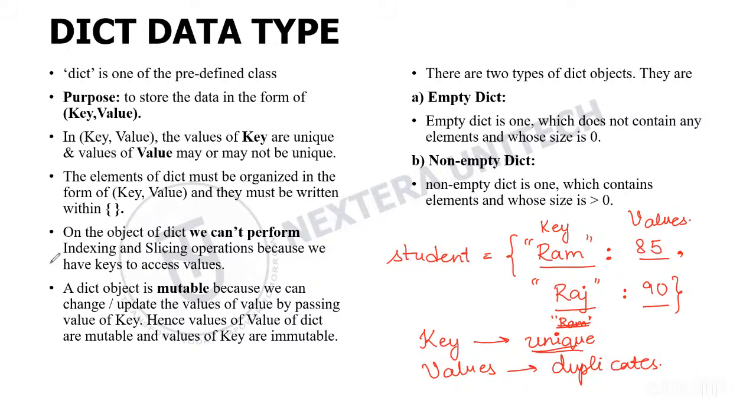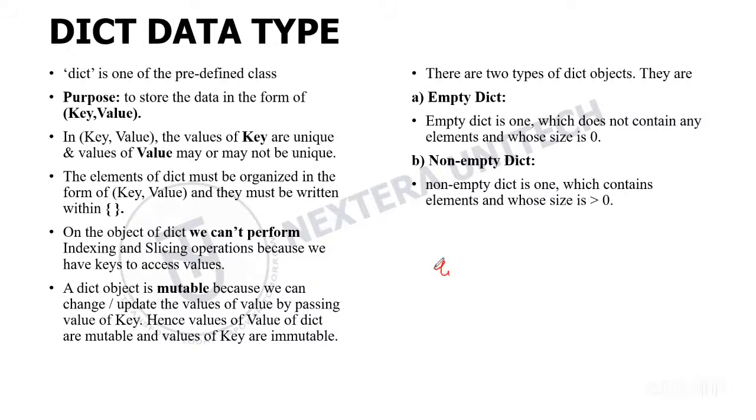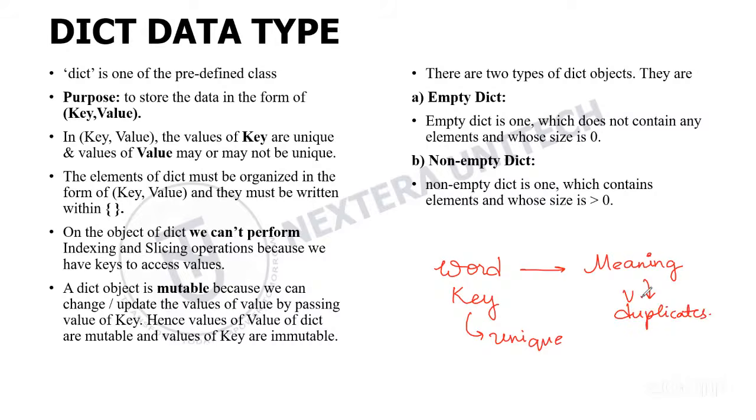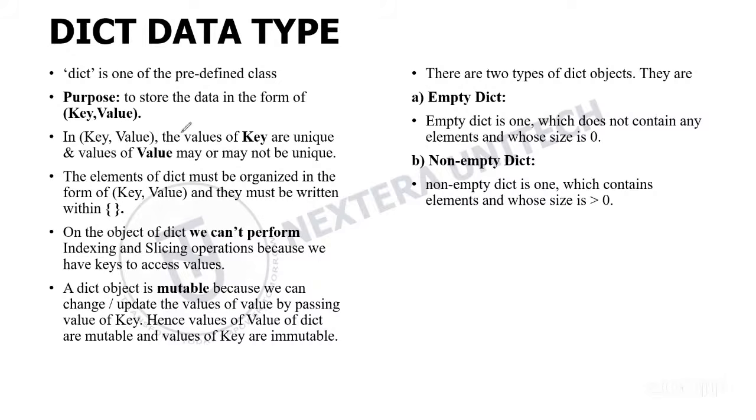If you see a real dictionary also, there will be a word, right? The word will be unique, but it can have many meanings, like synonyms. So the word, which is the key, should be unique, and the meanings, which are the values, can be duplicates. That is how we can link real world dictionaries with dictionaries in Python.